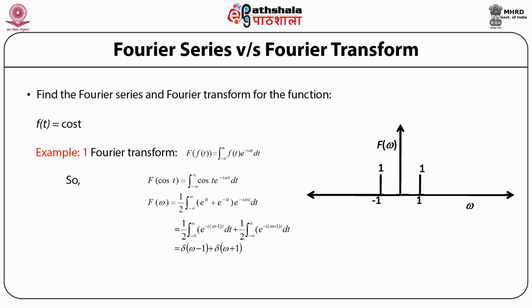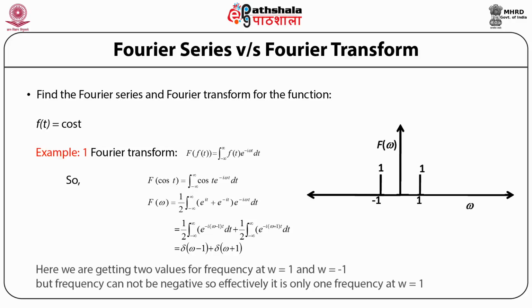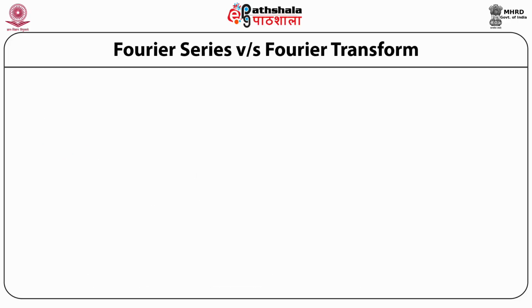Here when we do Fourier transform of the same function, we are getting two values of frequency: omega is equal to 1 and omega is equal to minus 1. But since frequency cannot be negative, effectively it is only one frequency, that is omega is equal to 1. Fourier series versus Fourier transform. Let us see another example too.